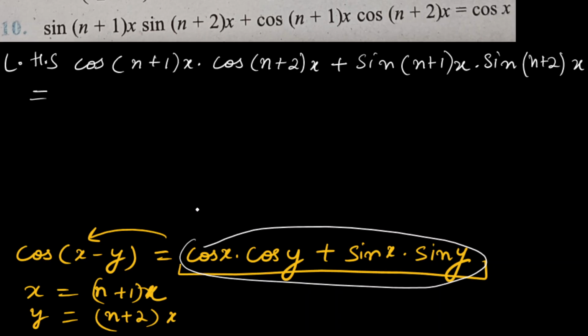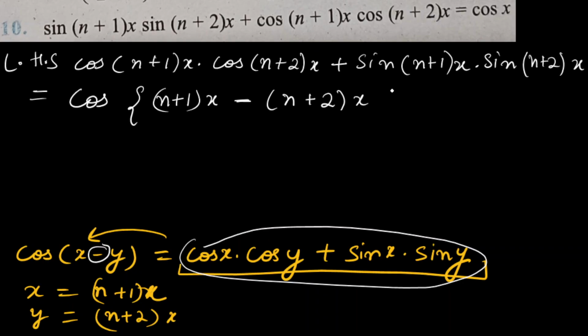So what is this equal to? You can write the formula: cos(x minus y) is equal to cos of x minus y. What is x equal to? x is (n plus 1) into x. Since there is a minus sign, this is the value of x, so the full value we have to write, minus, what is there? (n plus 2) into x. So this is cos(x minus y), where x is (n plus 1)x and y is (n plus 2)x. I have just converted this form into this.